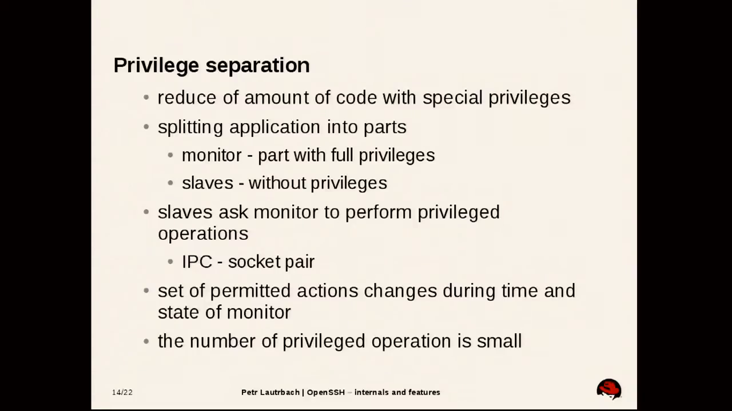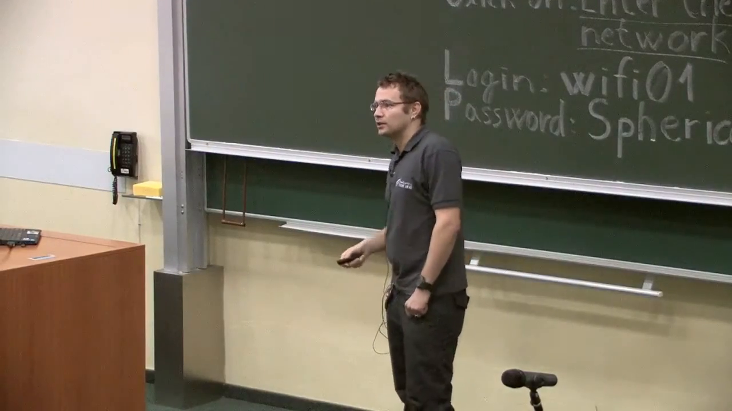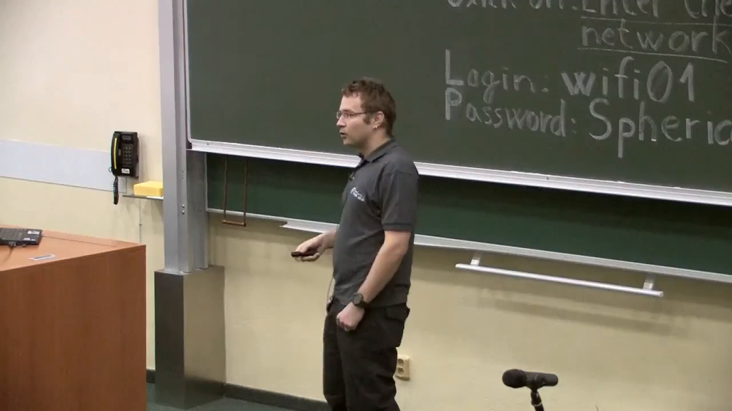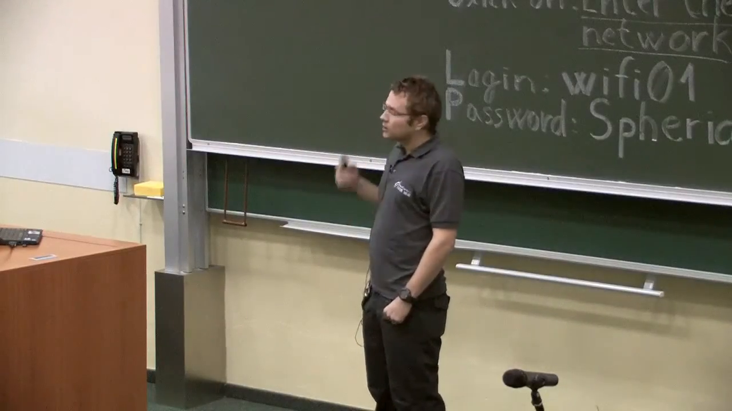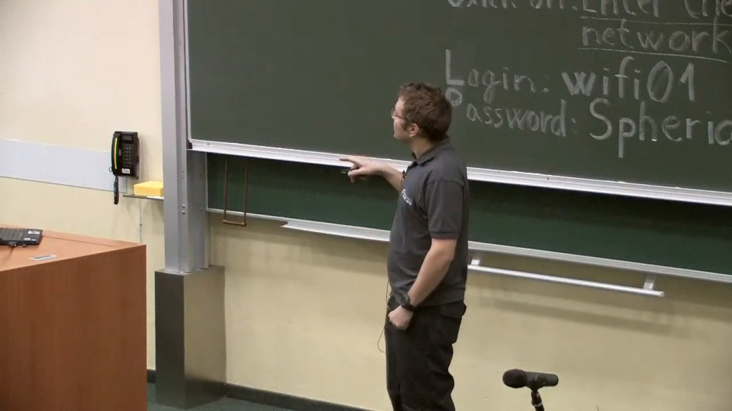Privilege separation. Our goal of privilege separation is to reduce the amount of code with special privileges. It's achieved by splitting the application into parts. One part is privileged, usually called the monitor, and the other parts are without privileges, and they are called slaves. Slaves usually ask the monitor to perform operations which need special privileges. They use a socket pair, which is created before the unprivileged child is created, and communicate via this socket.